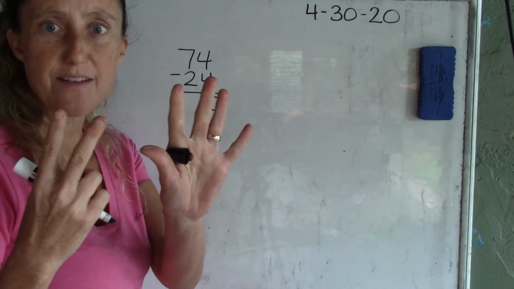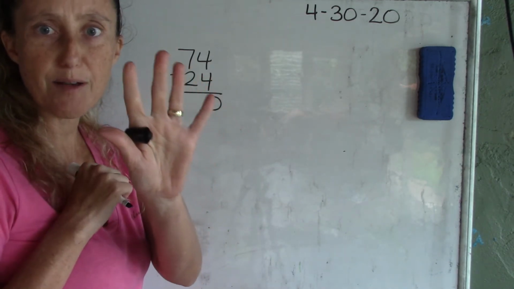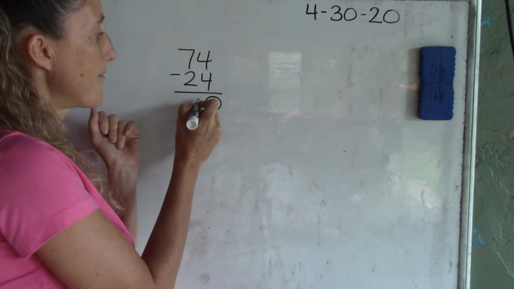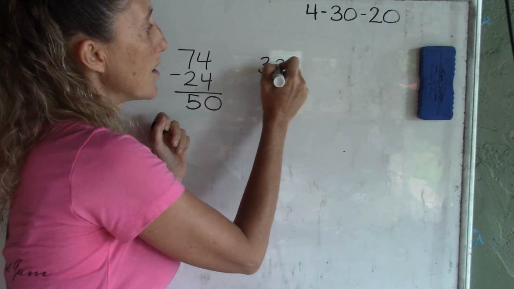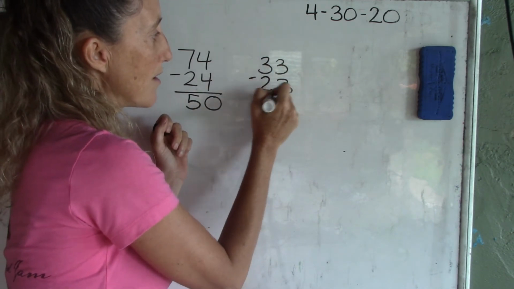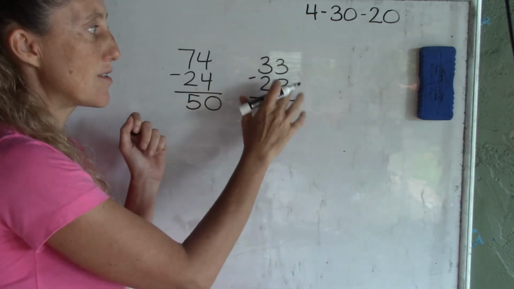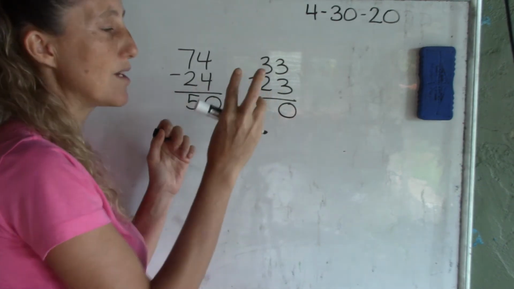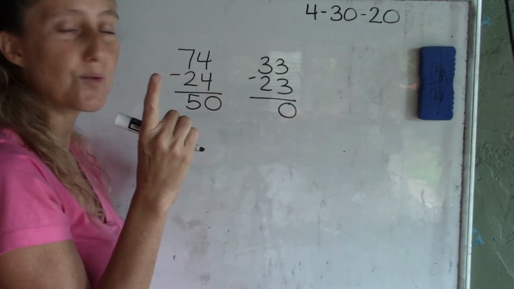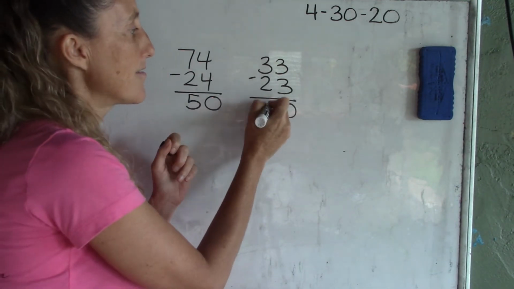So if you have 7 and you take away 2, how many do you have left? Right, 5. So your answer would be 50. Or if you have 33 take away 23, start on the right hand side. What's 3 take away 3? 0. Very good. What's 3 take away 2? We have 1 left. Very good.